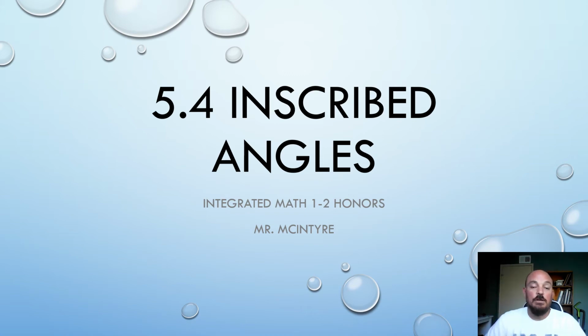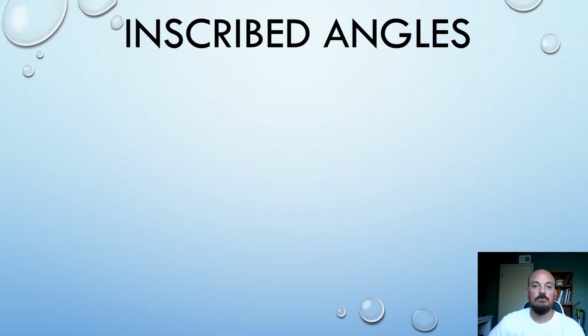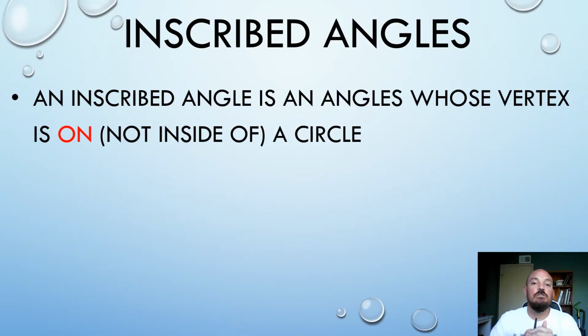Hi everyone, we are going to talk about inscribed angles today. So an inscribed angle is an angle inside of a circle where the vertex is a point that's on the circle. And I put in here in the notes, it's very important. It doesn't mean the vertex is inside the circle. It means it's a point that's directly on the circle.